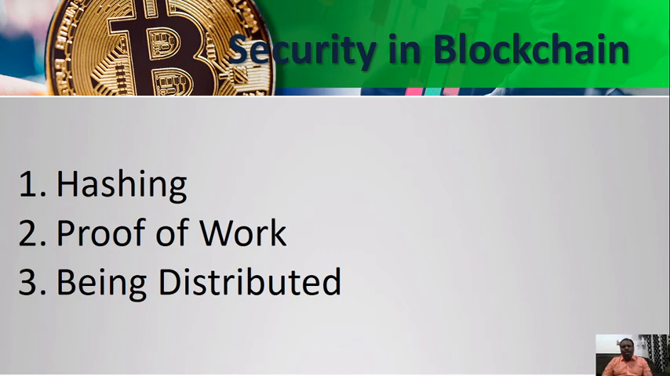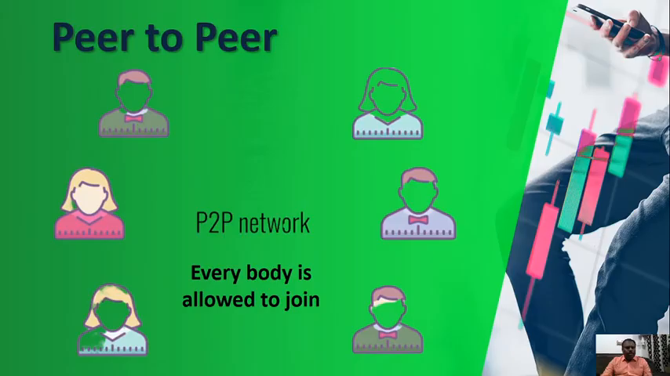So how is security given to the blockchain? Security in blockchain is maintained using three concepts. The first one is hashing, which uses the SHA algorithm, a cryptographic algorithm which is very secure and very difficult to break as of now. The second one is proof of work, and the third is blockchain being a distributed network. Now, how does the distributed network work?